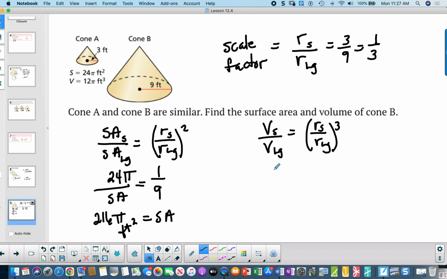For the volume, we know the volume of the small cone, which is 12 pi. We're looking for the volume of the large cone, and we're going to take the scale factor and cube it, which is 1 over 27. Now we're going to cross multiply, and when we cross multiply, that'll be 324 pi equals the volume of the large, and that'll be in feet cubed.